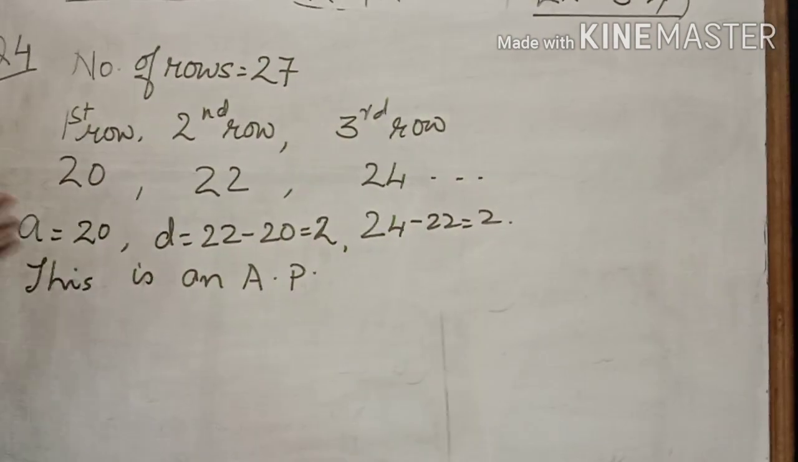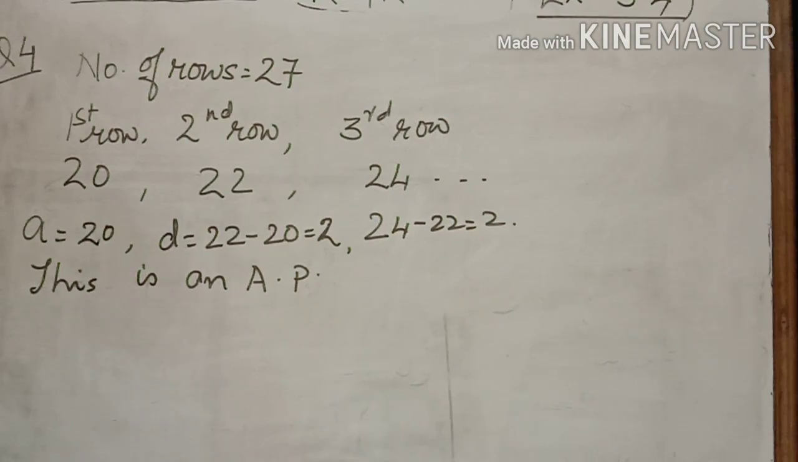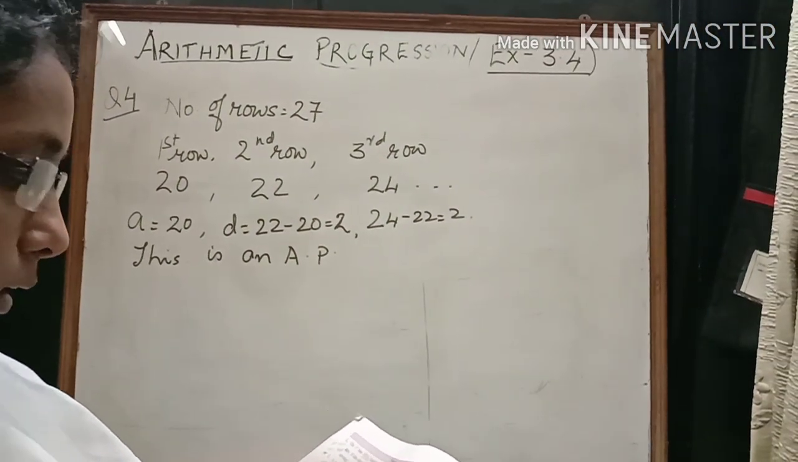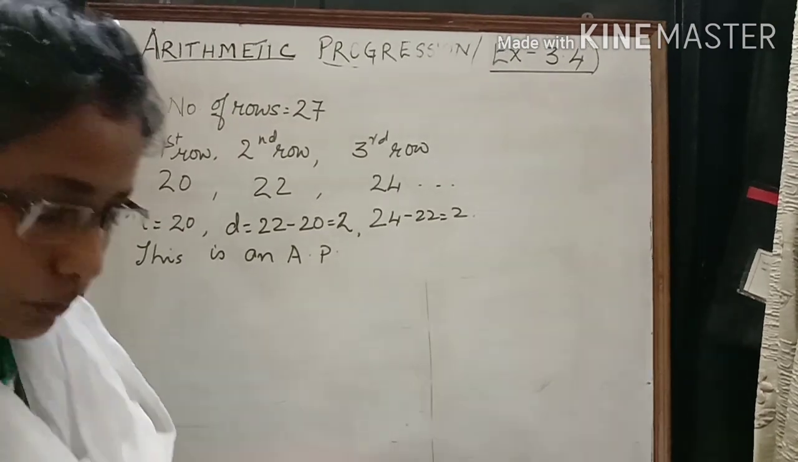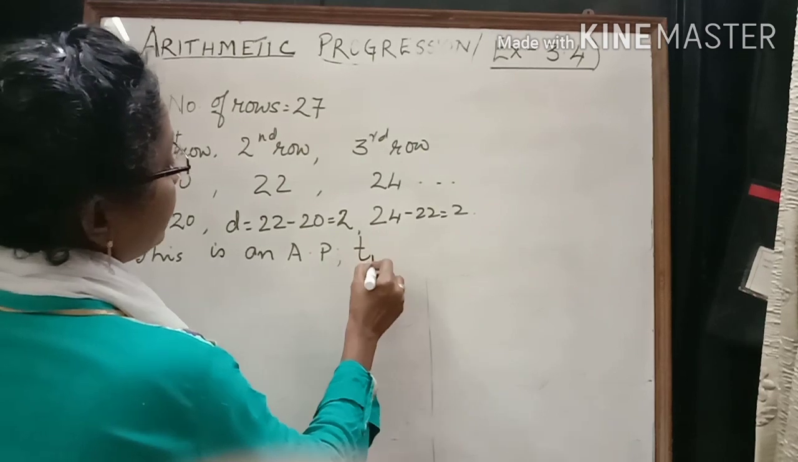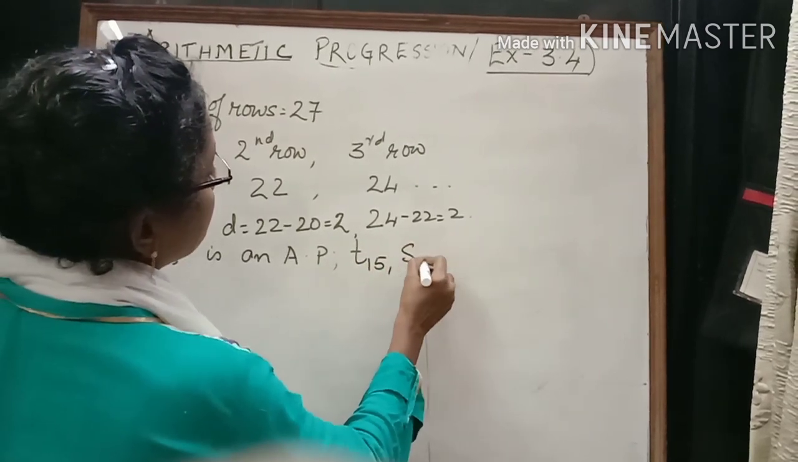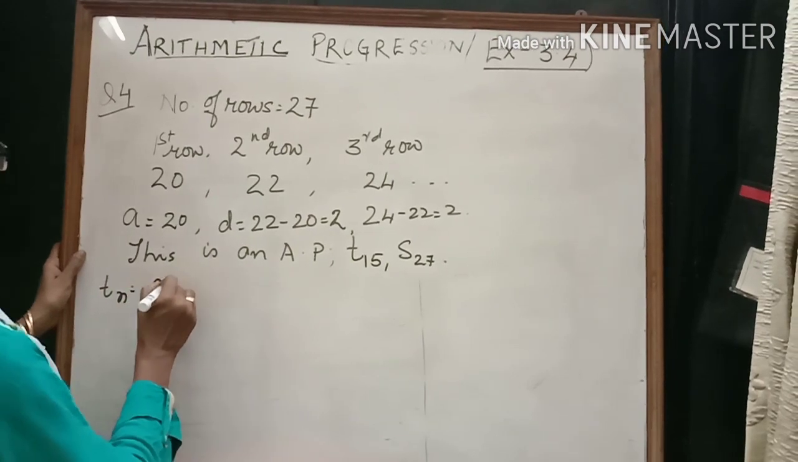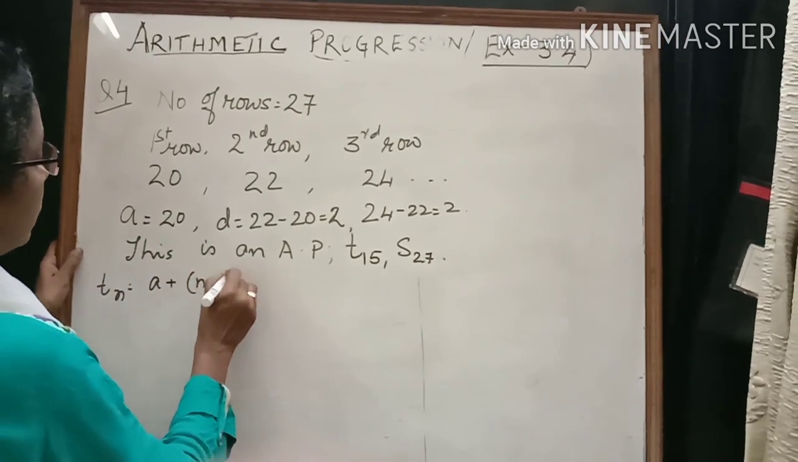So now they have asked the total number of seats in 27 rows and the number of seats in the 15th row. So one by one we will find out. That is, you have to find T15 and S27. Tn is equal to a plus (n minus 1) d.